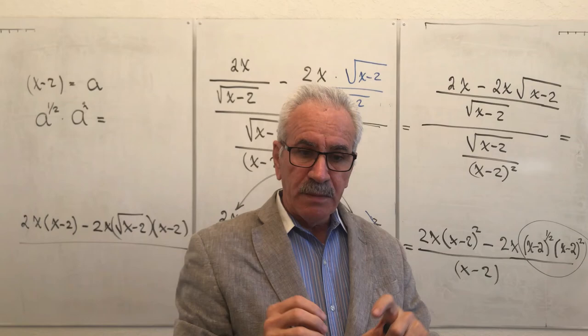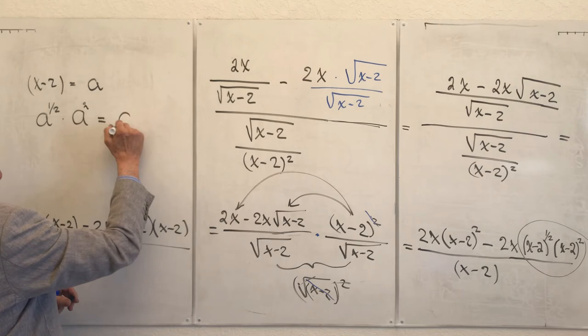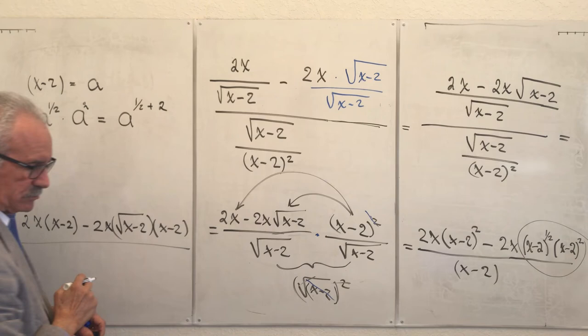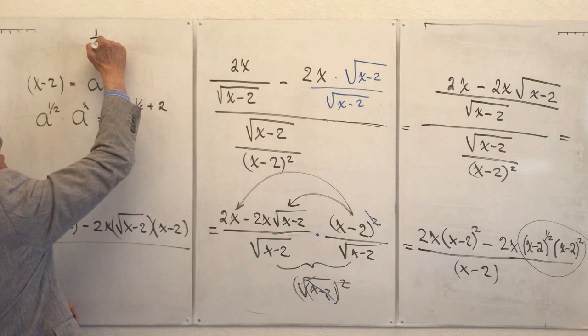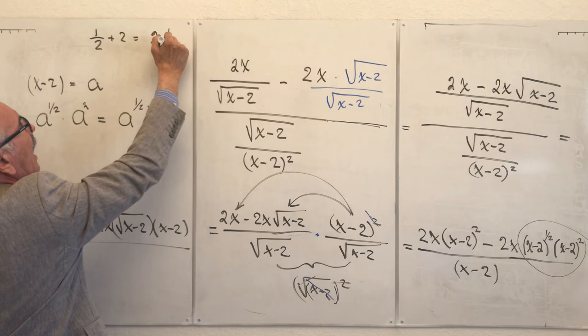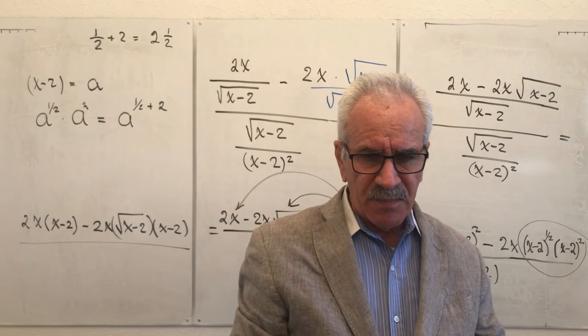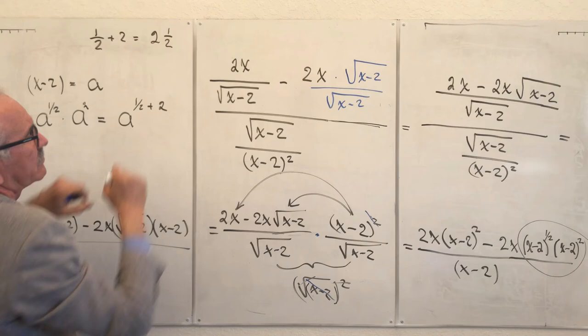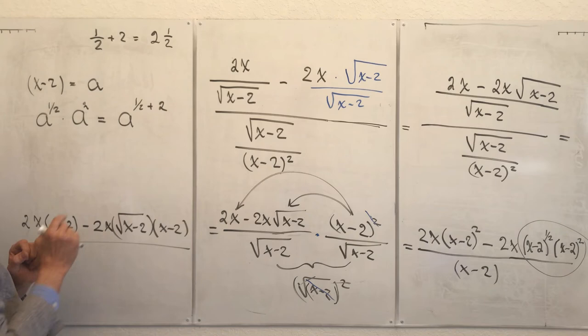Remember? So you have here a to the 1/2 plus 2. In arithmetic, 1/2 plus 2 is equal to 2 1/2. This is the only difference between algebra and arithmetic. In algebra, this is a multiplication of 2 times 1/2. In arithmetic, this is 2 1/2, which is equal to 2 times 2, 4, plus 1, 5/2.